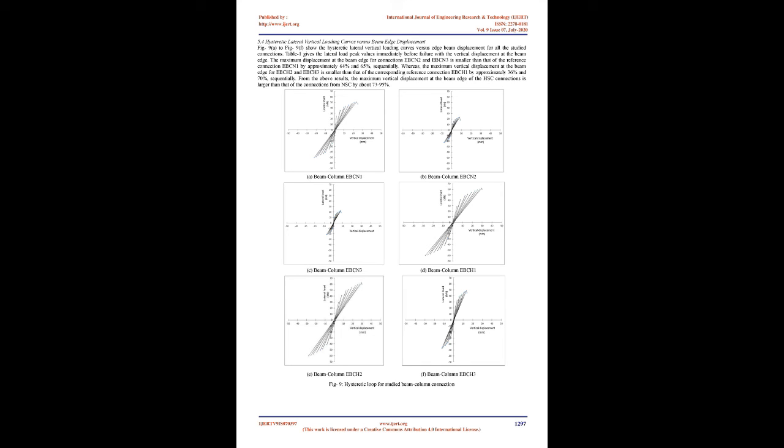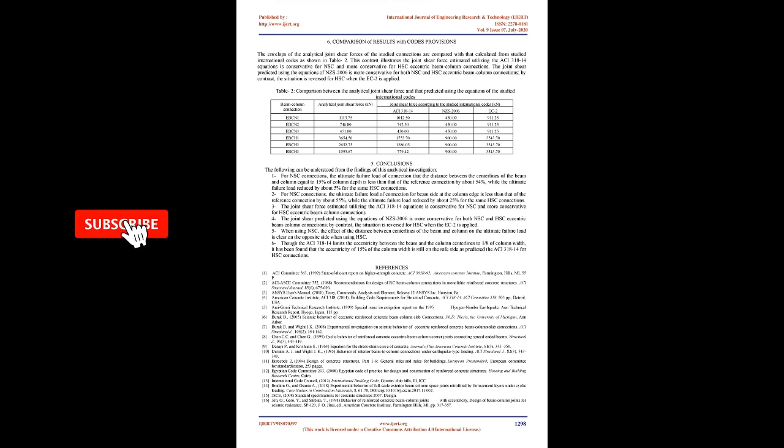5.4 Hysteretic lateral vertical loading curves versus beam edge displacement. Fig 9a to Fig 9f show the hysteretic lateral vertical loading curves versus edge beam displacement for all the studied connections. Table 1 gives the lateral load peak values immediately before failure with the vertical displacement at the beam edge. The maximum displacement at the beam edge for connections EBCN2 and EBCN3 is smaller than that of the reference connection EBCN1 by approximately 64% and 65%, respectively. Whereas, the maximum vertical displacement at the beam edge for EBCH2 and EBCH3 is smaller than that of the corresponding reference connection EBCH1 by approximately 36% and 70%, respectively. From the above results, the maximum vertical displacement at the beam edge of the HSC connections is larger than that of the NSC connections by about 73 to 95%.